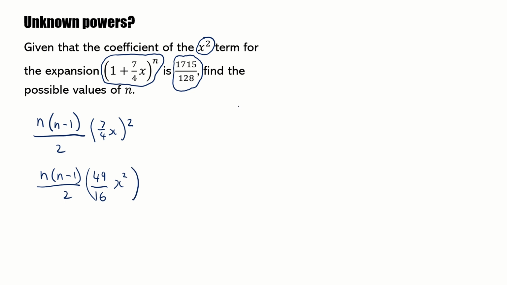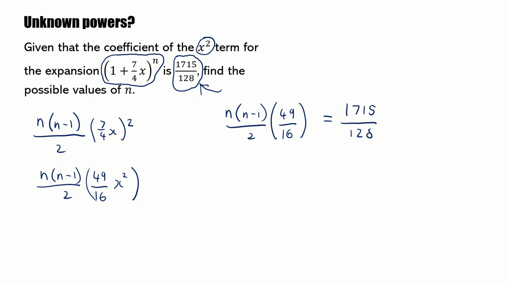Now, the interesting part of this is it means that the coefficient that we got for the x squared term is n, lots of n minus 1, all divided by 2, lots of 49 over 16. Whereas the question is saying that the coefficient of the x squared term should have been 1715 divided by 128. So we can set up this equation that I've done here and then solve it to then find what n possibly could be.